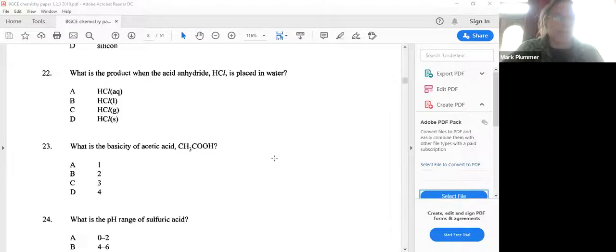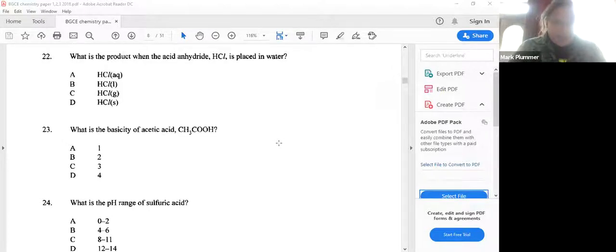Number 23. The basicity of acetic acid. Really, what this question is asking, and questions like this are asking you, is how many hydrogen ions can the substance in question give up? The more hydrogen ions it can give up and turn into protons, the more it can give protons away, the more basicity it has. So what we're looking at here is how many hydrogen atoms in the compound can potentially be produced and made into hydrogen ions. So you look at that by saying how many hydrogens are there in the molecule, and the answer to number 23 in this case is A.